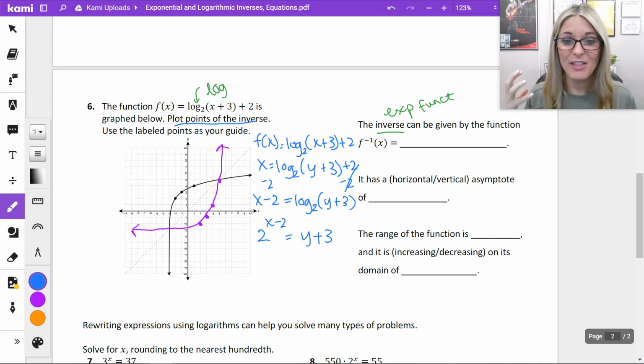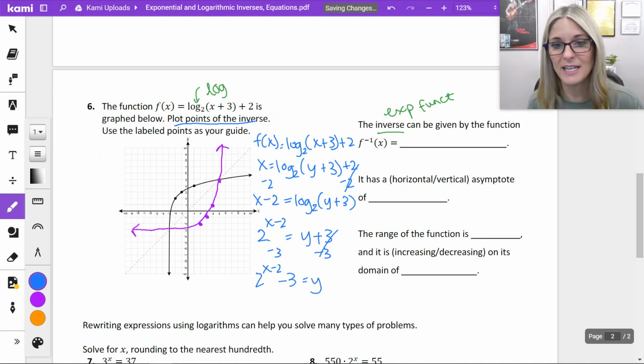Now that y variable is free. It's not trapped in that logarithm anymore, and we can easily isolate it by subtracting 3 on both sides. So we have 2 raised to the (x minus 2), minus 3, equals y, and I'm home free. So our inverse is exactly that: 2 raised to the (x minus 2), minus 3 is our inverse function.